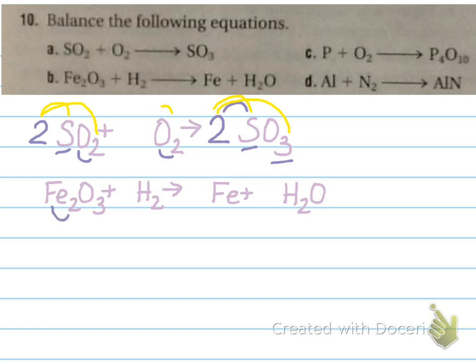So, 2 irons, 1 iron, a coefficient of 2 in front of iron. 3 oxygens, 1 oxygen, a coefficient of 3 in front of water. 3 times 2, 6 hydrogens, a coefficient of 3 in front of hydrogen gives me 6. I'm going to check it. 2 irons, 2 irons, 3 oxygen, 3 oxygen, 3 times 2 is 6 hydrogens, 3 times 2 is 6 hydrogens. This is properly balanced now.